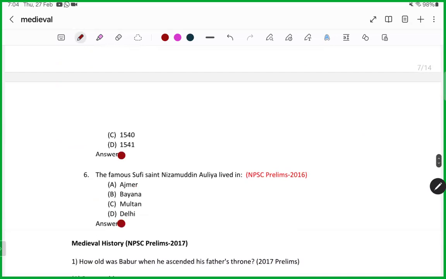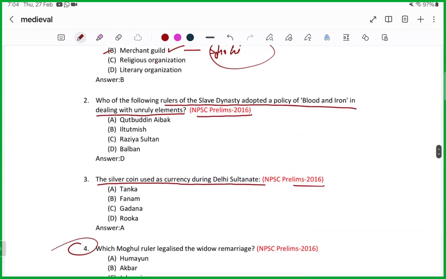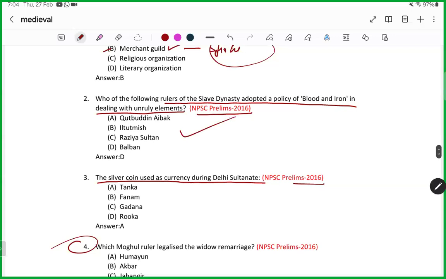All right. The famous Sufi saint Nizamuddin Auliya lived in. We have not discussed this one, right, guys? Have we or have we not? We have. Okay. So, guys, so far as we are concerned, this one we have discussed, this one we have discussed.